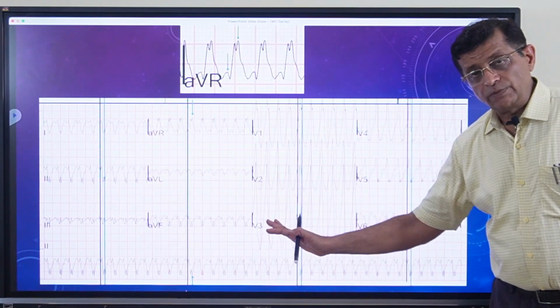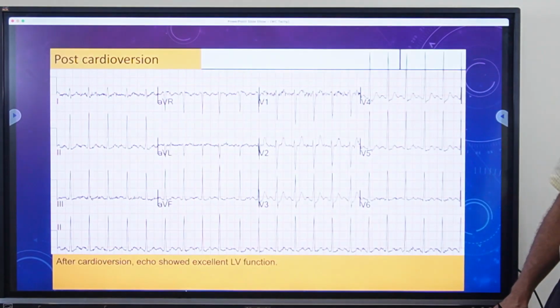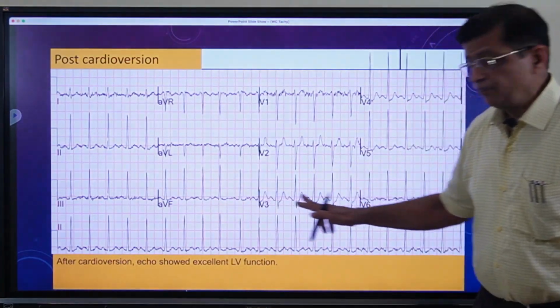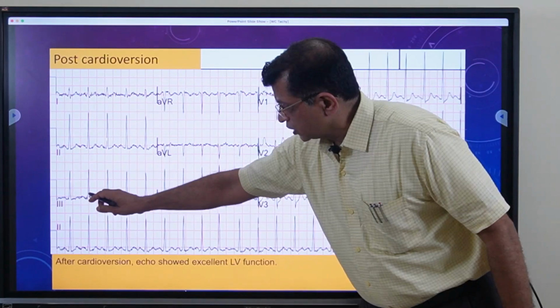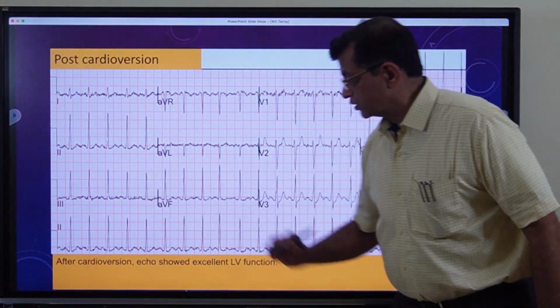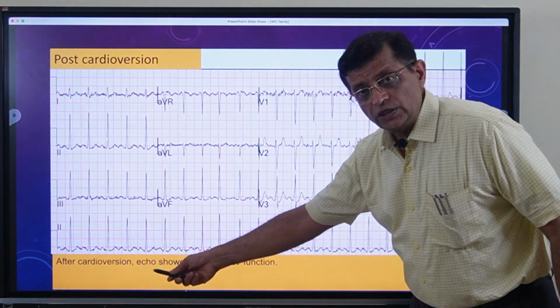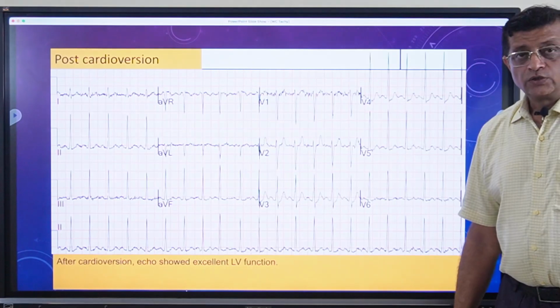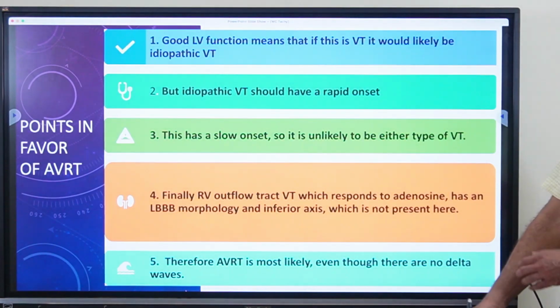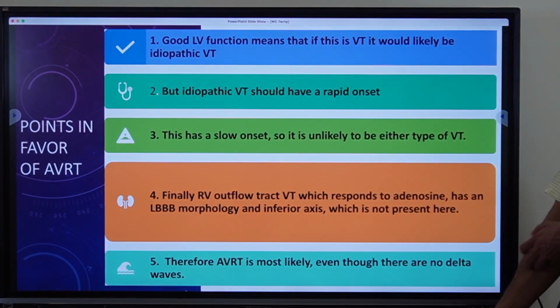This patient was hemodynamically unstable and he was cardioverted. After cardioversion, you see sinus rhythm, but you do not see classical delta waves. There is a small suspicion of pre-excitation here, but no classical delta waves. A post-cardioversion echo was done and showed good LV function. So he was referred to a cardiologist and probably he thought it was antidromic AVRT.